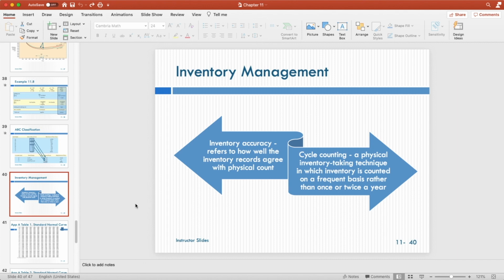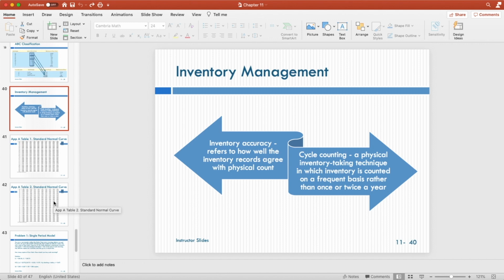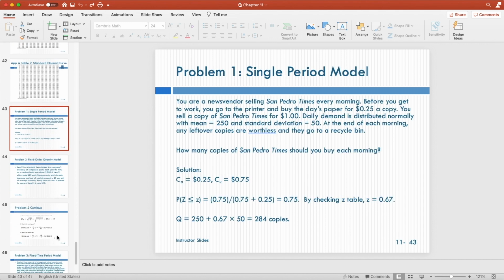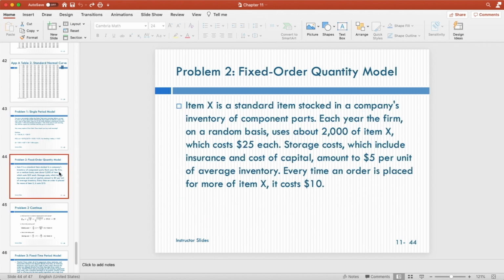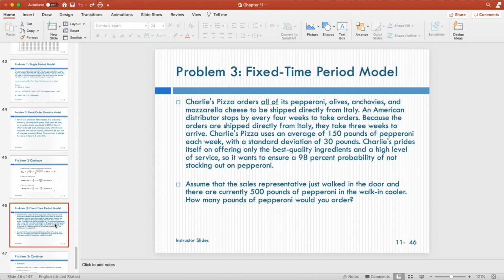So these are all the materials related to this chapter, inventory management. At the end of this chapter, I list 3 different problems, corresponding to the 3 most important quantity models. The first problem is the single period model problem. The second is the fixed order quantity model. And the third corresponds to the fixed time period model. These 3 models are very useful and basically the most important quantity models that we discussed in this chapter.